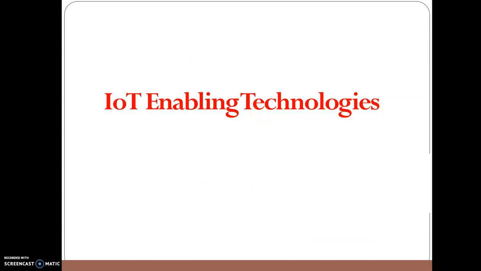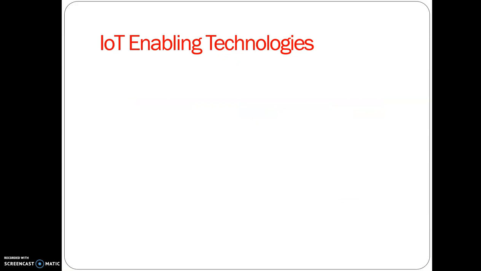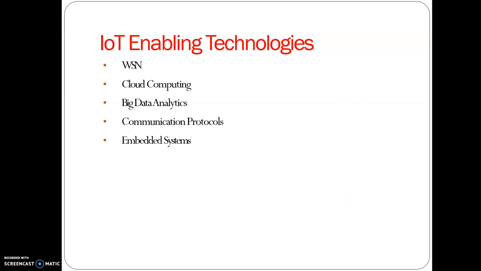In this segment of the video, we are going to discuss IoT enabling technologies. Now, IoT is enabled by several technologies, including wireless sensor network, cloud computing, big data analytics, embedded system, security protocols, architecture, communication protocol, web services, mobile internet, and many more. This section provides an overview of some of these technologies.